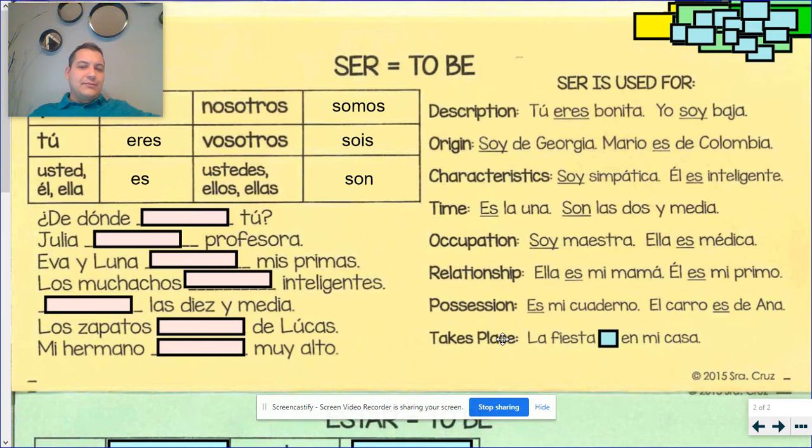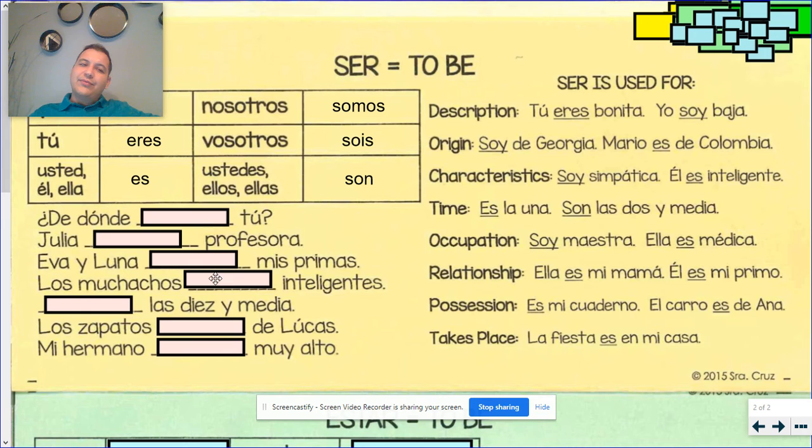Where things take place, okay? Where are things going on? For example, la fiesta, the party, es en mi casa. Okay, so I hope that gives you a general idea of when to use it. Again, let's review. Description for adjectives, origin, where are you from, characteristics, that will be related to personality, time, remember that there's singular and plural, okay, singular and plural. Then we have occupation, any profession, relationship, because they're always the same. Your cousin will be your cousin tomorrow too. And then we have the possession, something that belongs to you or to somebody else, and where things are or take place.